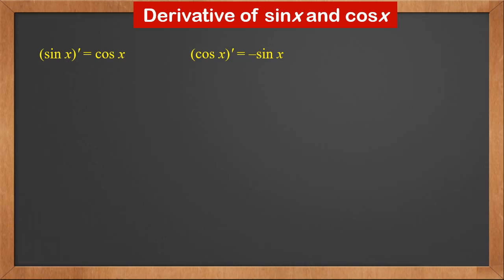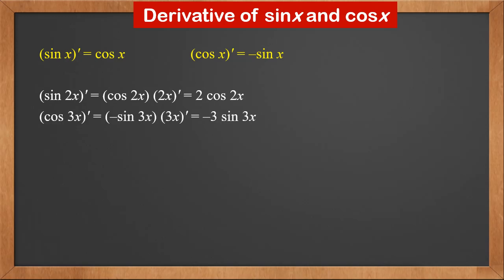Let's look at some examples. The derivative of sin 2x is cosine 2x times the derivative of 2x. The result is 2 cosine 2x. The derivative of cosine 3x is minus sin 3x times the derivative of 3x. The result is minus 3 sin 3x.